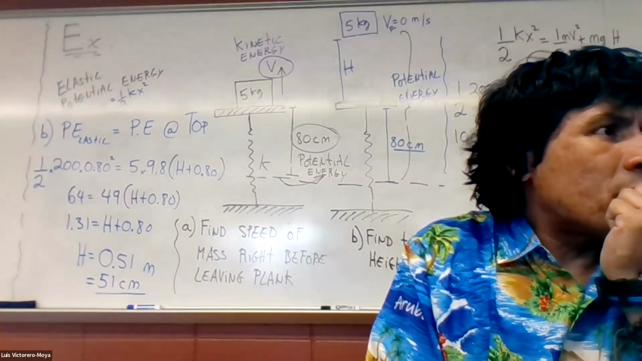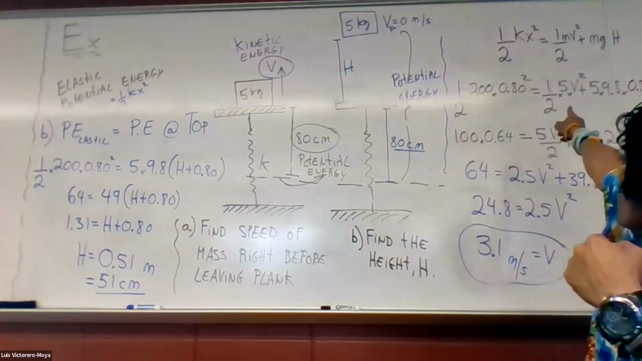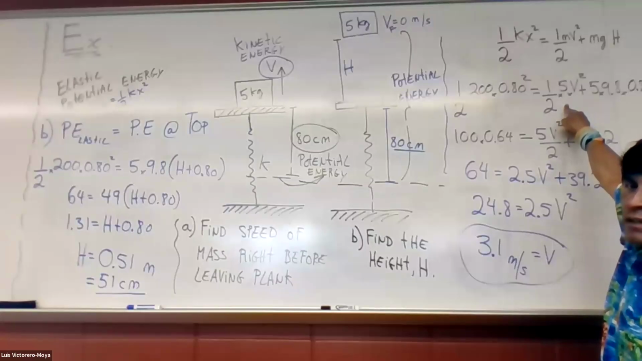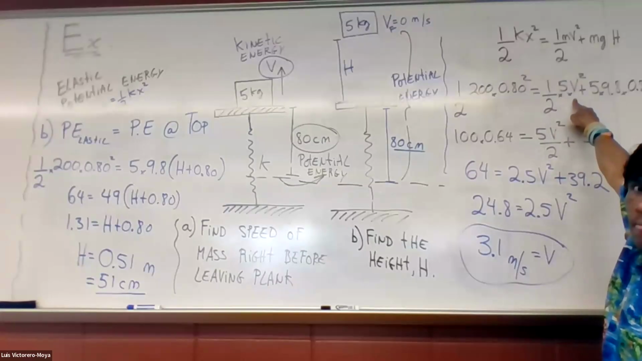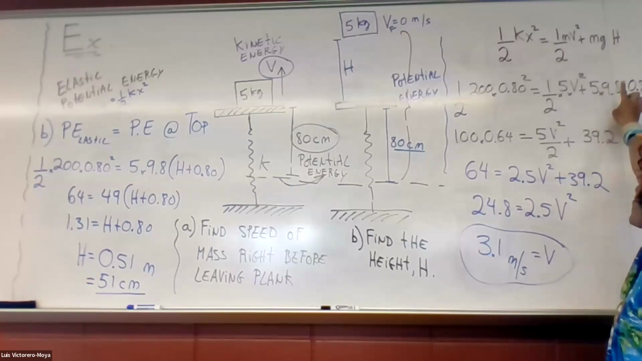Does anybody have a question about this? Yeah, I have a quick question. For part A, when you found the formula to find the speed right before it left the plank, how did you derive that formula? Could you explain that again? I know 1/2 kx squared is the potential elastic energy, but how is that equal to the other two? That's kinetic, 1/2 mv squared, plus mgh, which is the mass times gravity times height.